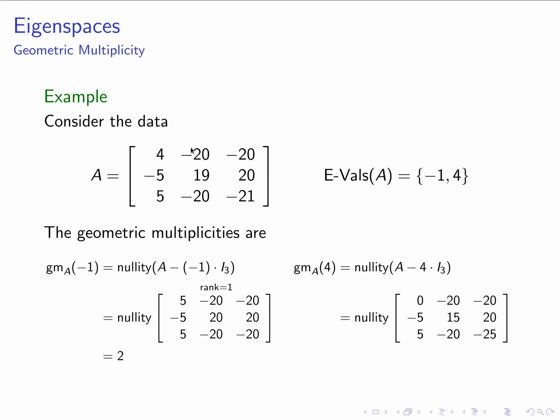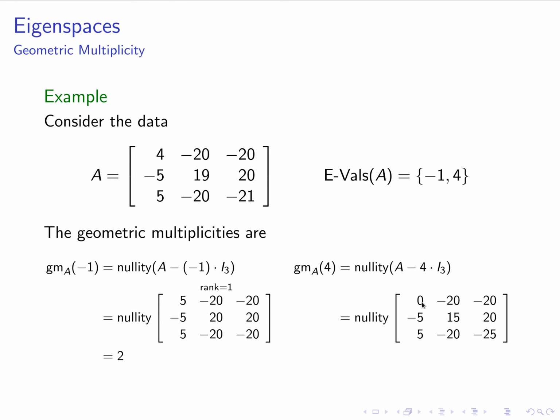Well, we need to now subtract 4 from the diagonal of our original A. 4 minus 4 is 0, 19 minus 4 is 15, and -21 minus 4 is -25. So now we're interested in the nullity of this matrix. This matrix is clearly not rank 1, because if it were, every column would be a multiple of this first column, so the first entry in every column would have to be 0, which doesn't work here. So this is not a rank 1 matrix.